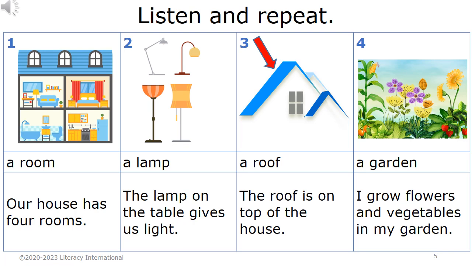3. A roof. A roof. The roof is on the top of the house. 4. A garden. A garden. I grow flowers and vegetables in my garden.